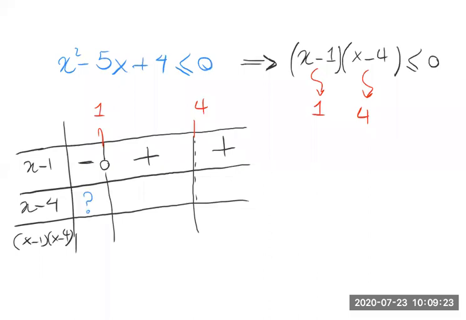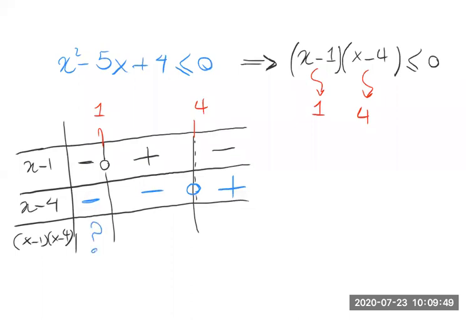We can try. 0 is there. 0 minus 4 is negative, so it's negative here. What about here? Well, 2 is there, 2 minus 4 is minus 2, it's negative there. It's 0 here, 4 minus 4 is 0. Here it is positive, 5 minus 4 is 1. 5 is in that area. What about their multiplication?